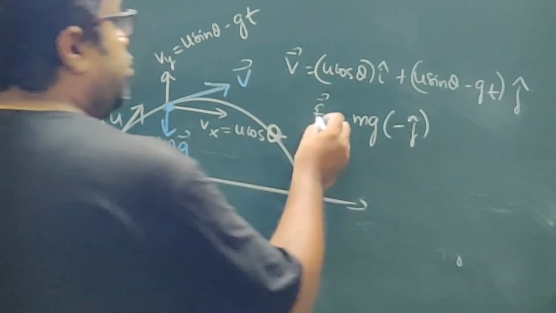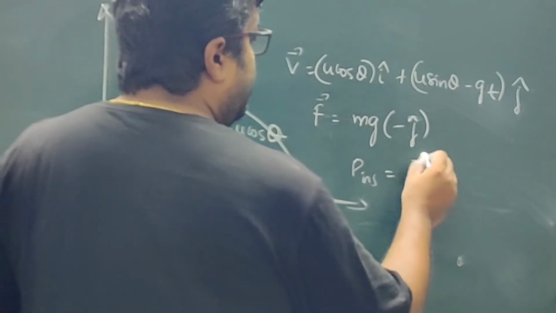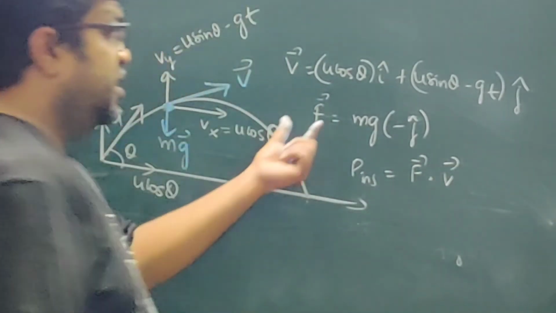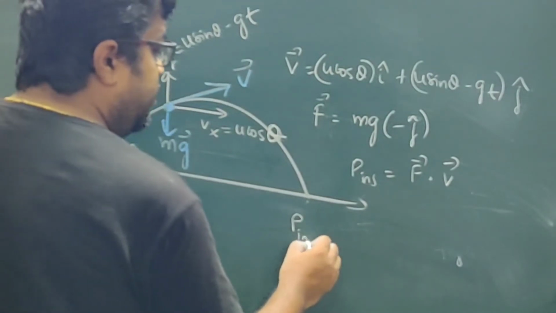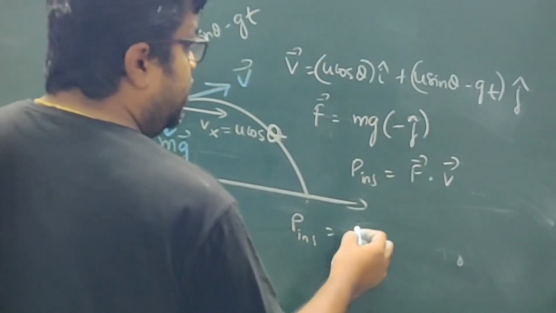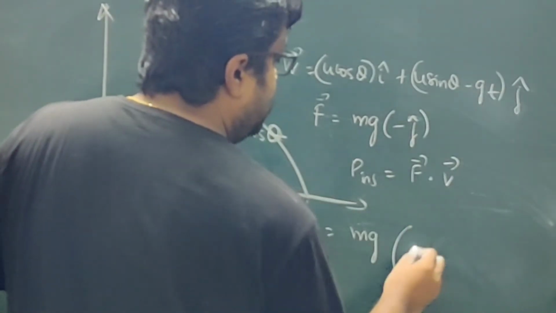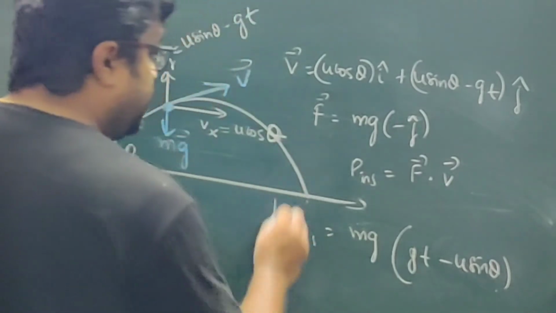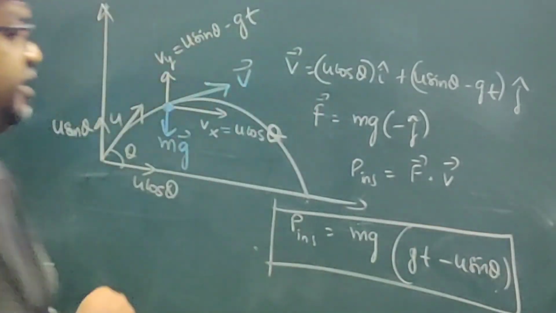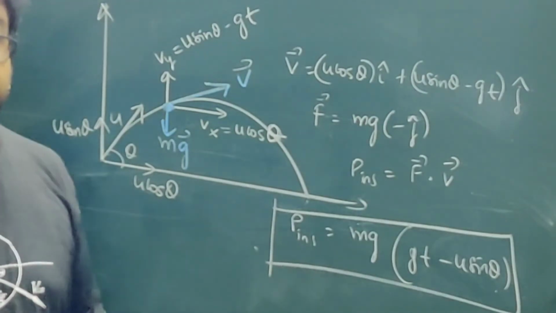Now instantaneous power is the dot product of force and velocity. This force is given, velocity is given. So what is P instantaneous? The dot product of these two quantities. So that is mg times (gt minus u sin theta). So this is the expression for the instantaneous power. I hope this concept is clear to you. So now let's proceed.